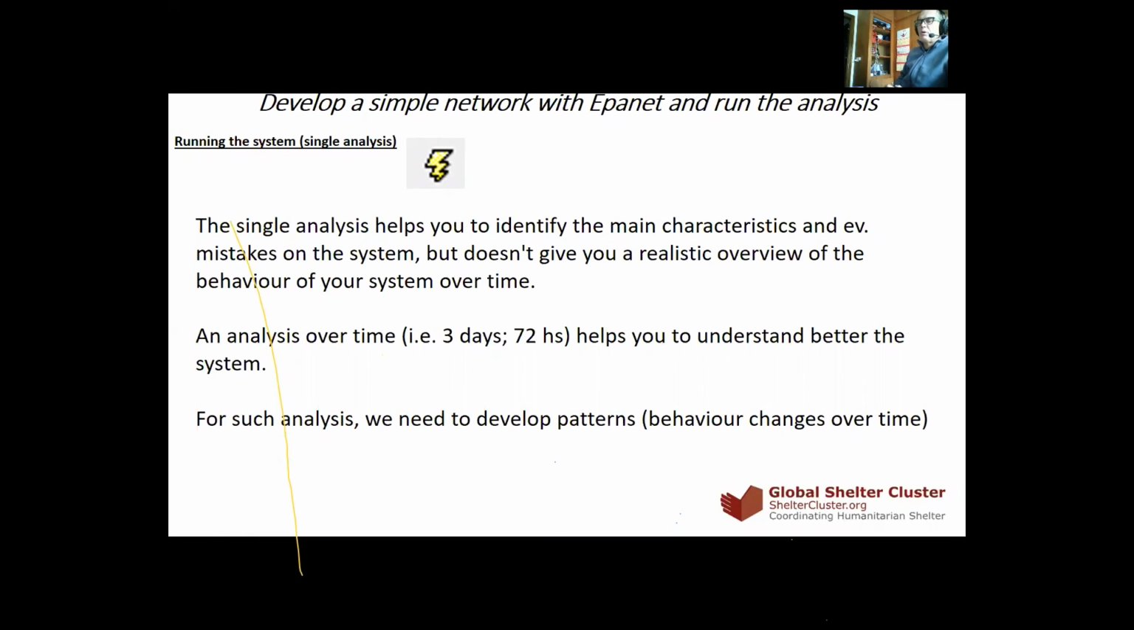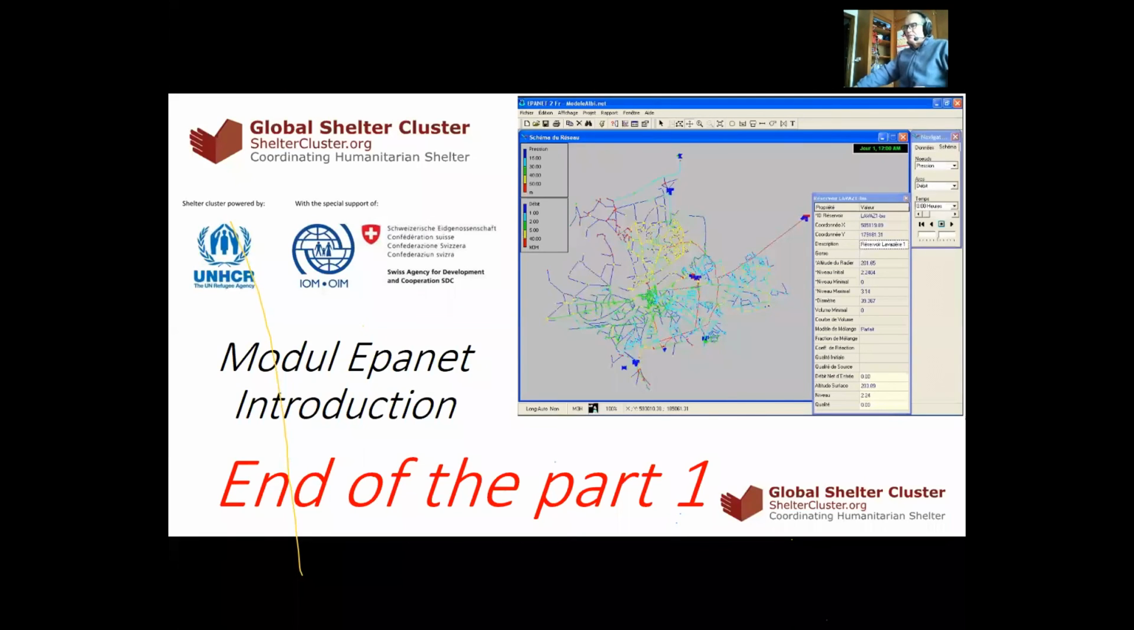So we will see the pump running, let's say 6 hours. We will see how the reservoir fills. Then we will see how the reservoir empties. And based on the parameters that we give, we will see if the system is strong, works well, or if there are problems, like, for example, negative pressure. That's it for the first part.